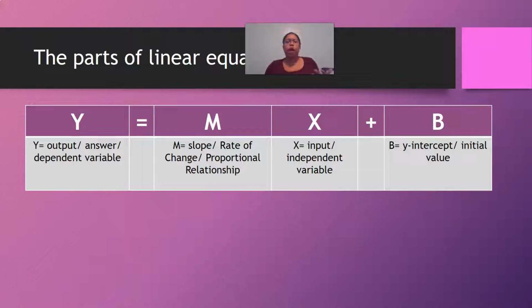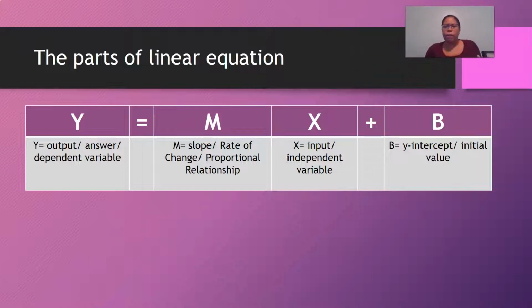Before we can get into how to find the equation, I want to make sure we know what the parts of the equation are. The equation is y equals mx plus b, where y is your output, your answer, your dependent variable. Your m is your slope, your rate of change, the proportional relationship, or the constant proportionality. Your x is the input, your independent variable, what's changing, how many per something. And your b is your y-intercept and initial value, which is what we're going to focus on today.